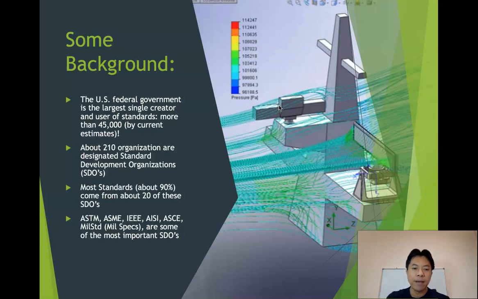Most standards, about 90%, come from 20 of these SDOs, and some standards available are ASTM, American Society of Technology and Manufacturing, American Society of Mechanical Engineers, Institute of Electronic and Electrical Engineers. So these are some of the most important SDOs or Standard Development Organizations.